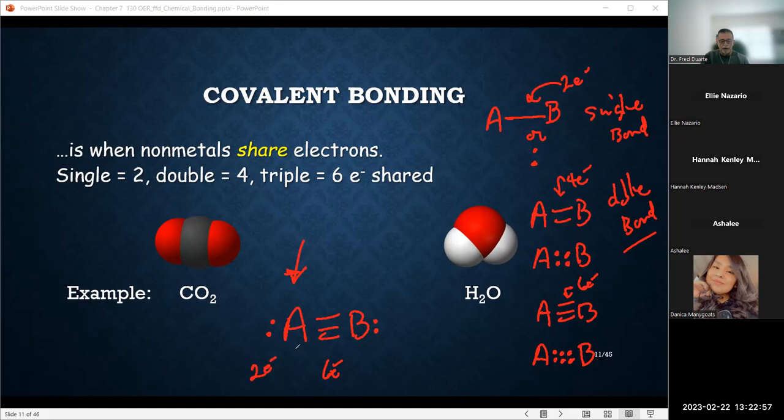So total, we have 8 electrons around A. 6 of them are shared and 2 of them are not shared. Okay, they're on the atom itself. The same is true for B.